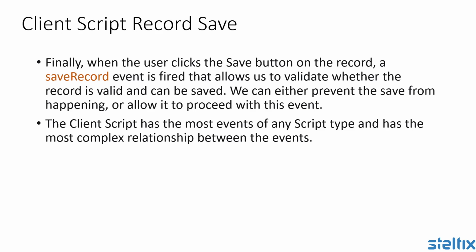When a user clicks a save button on the record, a save record event is fired. This allows us to validate whether the record is valid and can be saved. We can either prevent the save from happening or allow it to proceed. Based on what we enter into that event as our code, we can run a series of validations, and if it is happy, we can allow it to save, or we can prevent it from saving. The client script has the most events of any script type and has the most complex relationship between events.